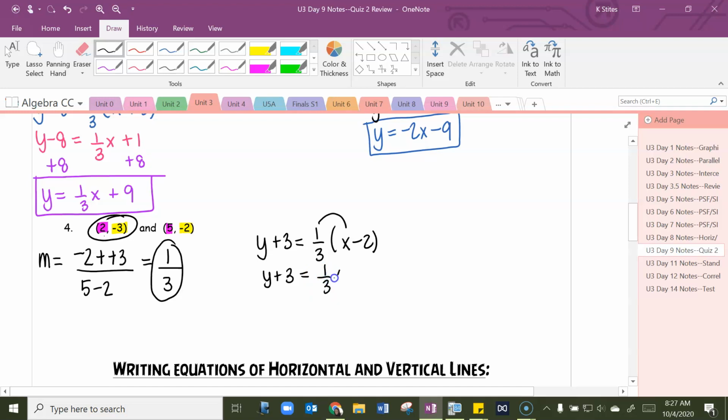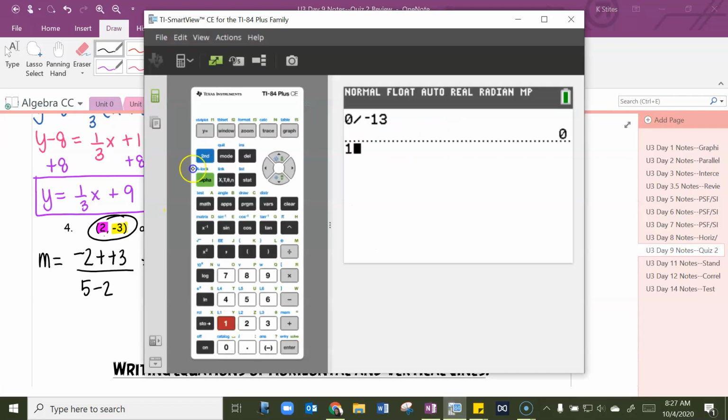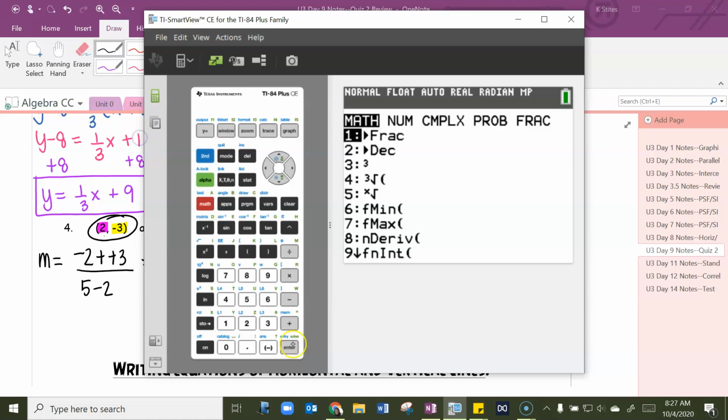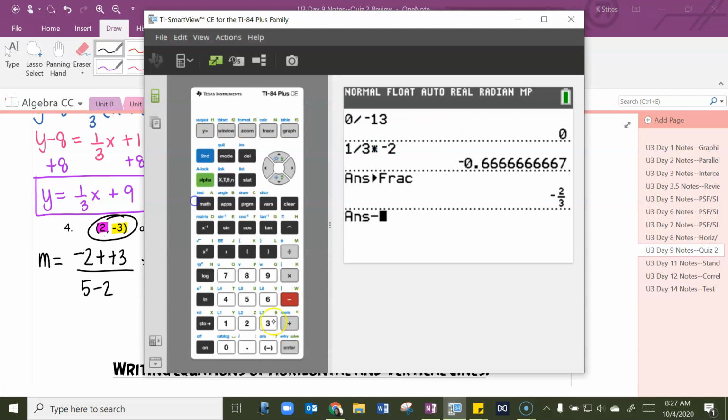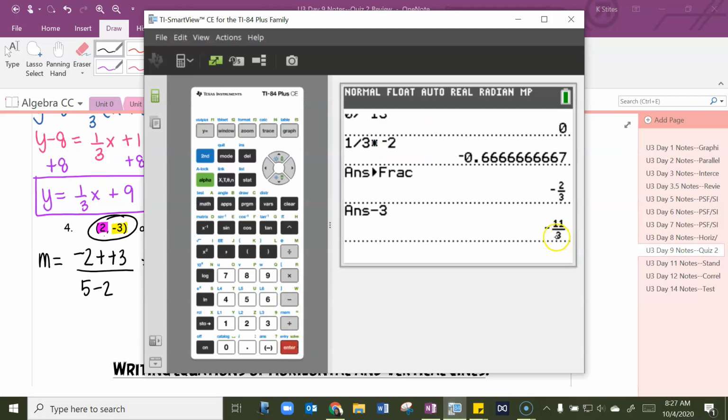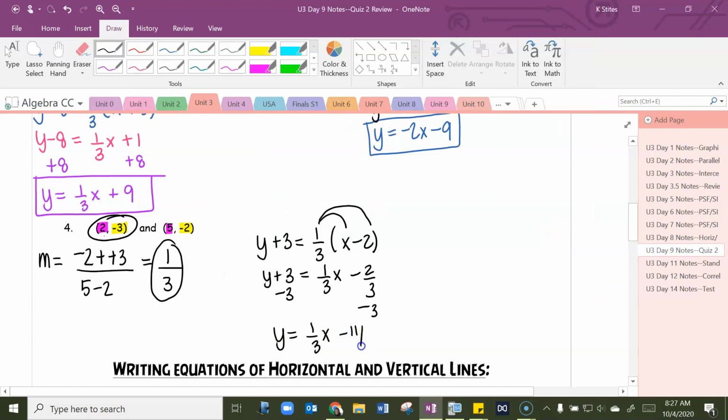1/3 times x is 1/3 x. 1/3 times negative 2 is just negative 2/3. We can see that here. You will have to math bracket. Okay, and then we are solving for y, so I'll go ahead and subtract my 3 over. I can do all of that with my calculator. Negative 2/3, and I'm just subtracting 3. So I can see right away it's negative 11/3. And that is your slope-intercept form.